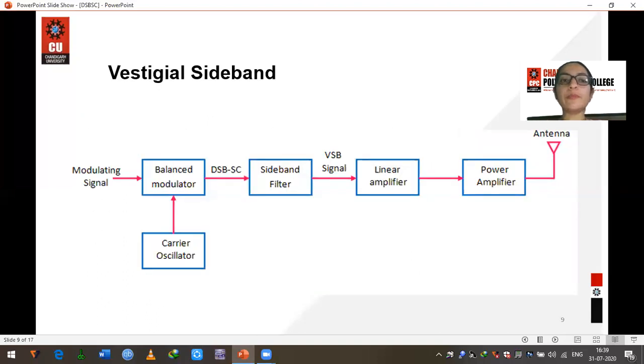So how can we generate a VSB signal? The modulating signal is here, which is the information signal. The balanced modulator modulates the carrier and the modulating signal, and produces the DSB-SC signal. After that, the sideband filter produces only one sideband, and the VSB signal is there after the sideband filter. Then the signal is amplified by the linear amplifier and power amplifier. After that, it is transmitted to the antenna.